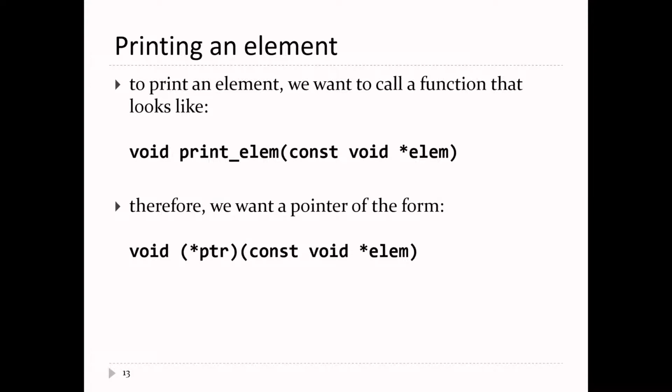Which means our print function is going to ask the user for a pointer of this form. I need to ask the user for a pointer to a function of this type, that returns void and takes in a const void, a pointer to a const element. So our pointer definition is going to look like this: PTR is a pointer to a function that returns void, takes in one void pointer that points at an element.